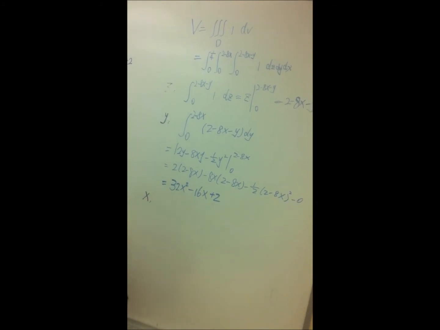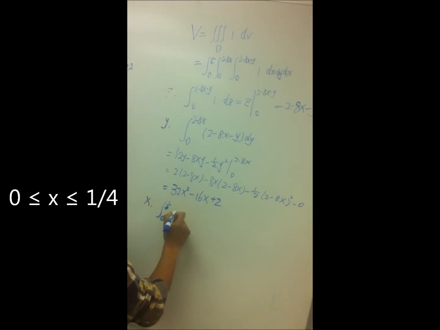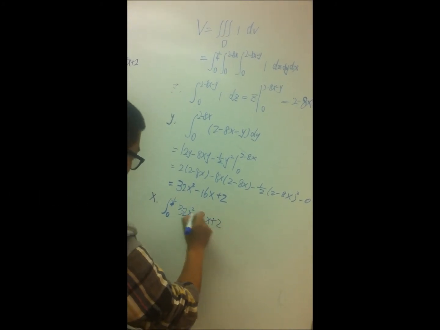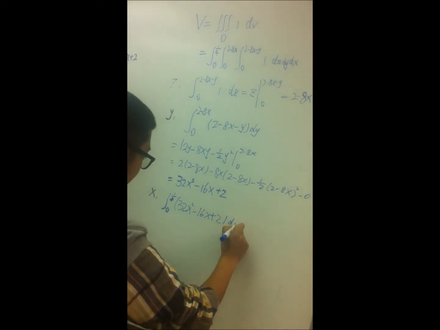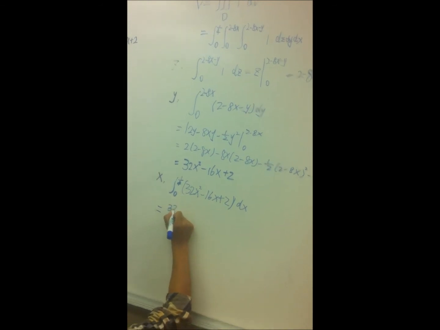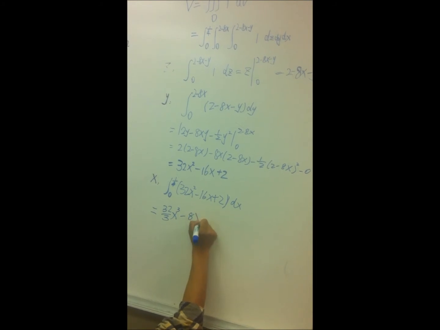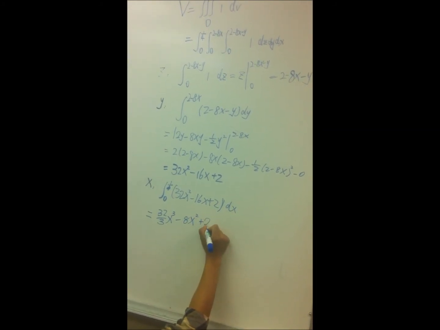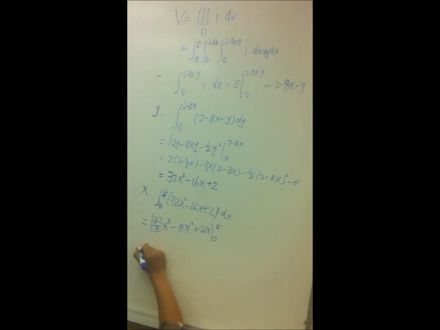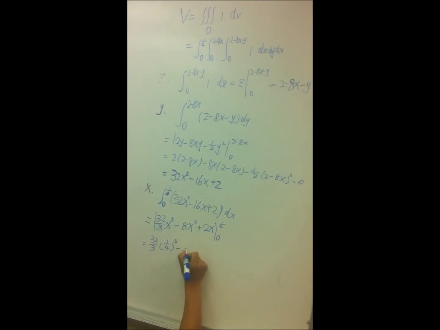In that step, he just rewrote it to an easier equation. Now the 32x squared will turn to 32 over 3 x cubed, minus 8x squared plus 2x. Now we will plug in our bounds. At 1/4 we'll place the x.